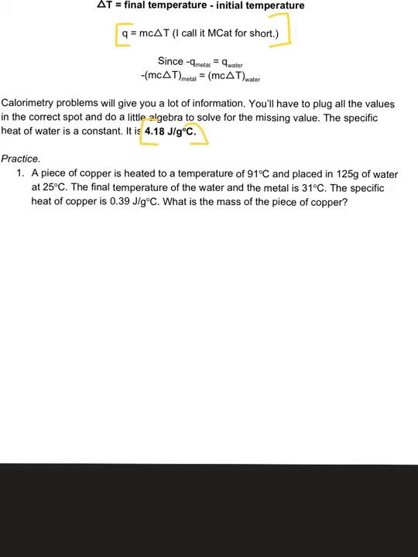So we're going to start by making a little chart. We're going to make ourselves a little graph. Okay, so we have negative Q of the metal equals Q of the water. Over here we're going to make our little graph for our variables: mass, specific heat, the final temperature, and the initial temperature. So let's fill in everything.